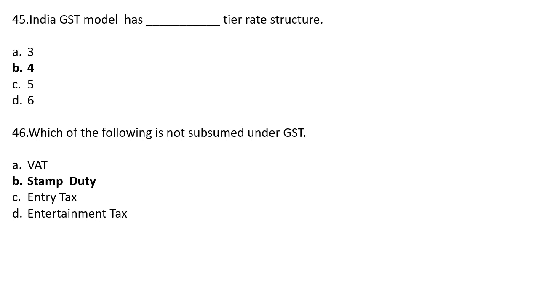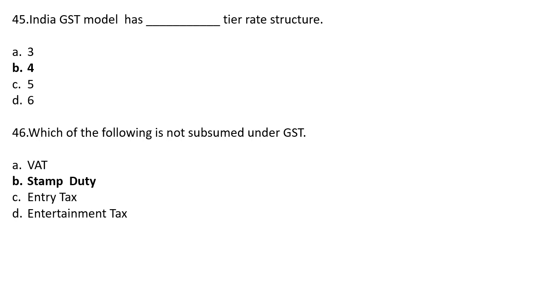So we have 0%, 5%, 12%, 18% and 28%. So in total we have five rates, but we don't consider 0% in the rate structure as it is nil. So we just count from 5 to 28%, and so we have a 4-tier rate structure.